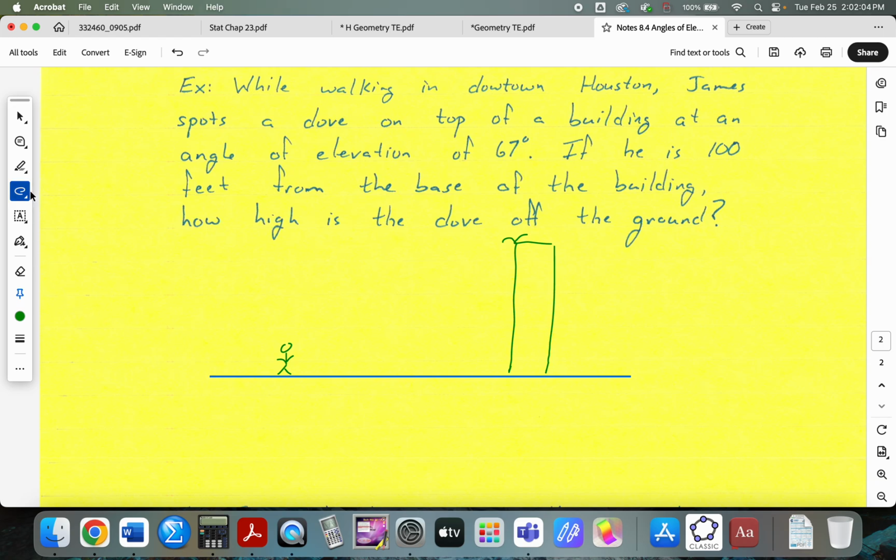And then, where is the angle of elevation? The angle of elevation starts from, he looks straight ahead first, and then he looks up. You always start with the straight ahead. The angle in between those two dotted lines is your angle of elevation. This is 67 degrees.